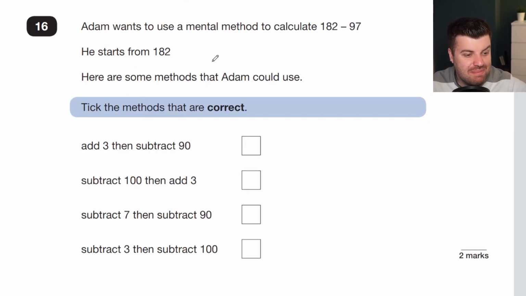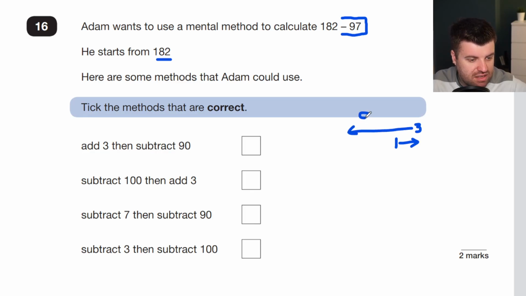Adam wants to use a mental method to calculate 182 subtract 97. He starts from 182. Here are some methods that Adam could use. Tick one that is correct. So we want a method that is the same as take away 97. Let's take a look. Add 3, then subtract 90. So we start here. If we add 3 and then subtract 90, that is not going to get us back 97. That is wrong. I'm going to ignore that one. I'm going to cross it out.